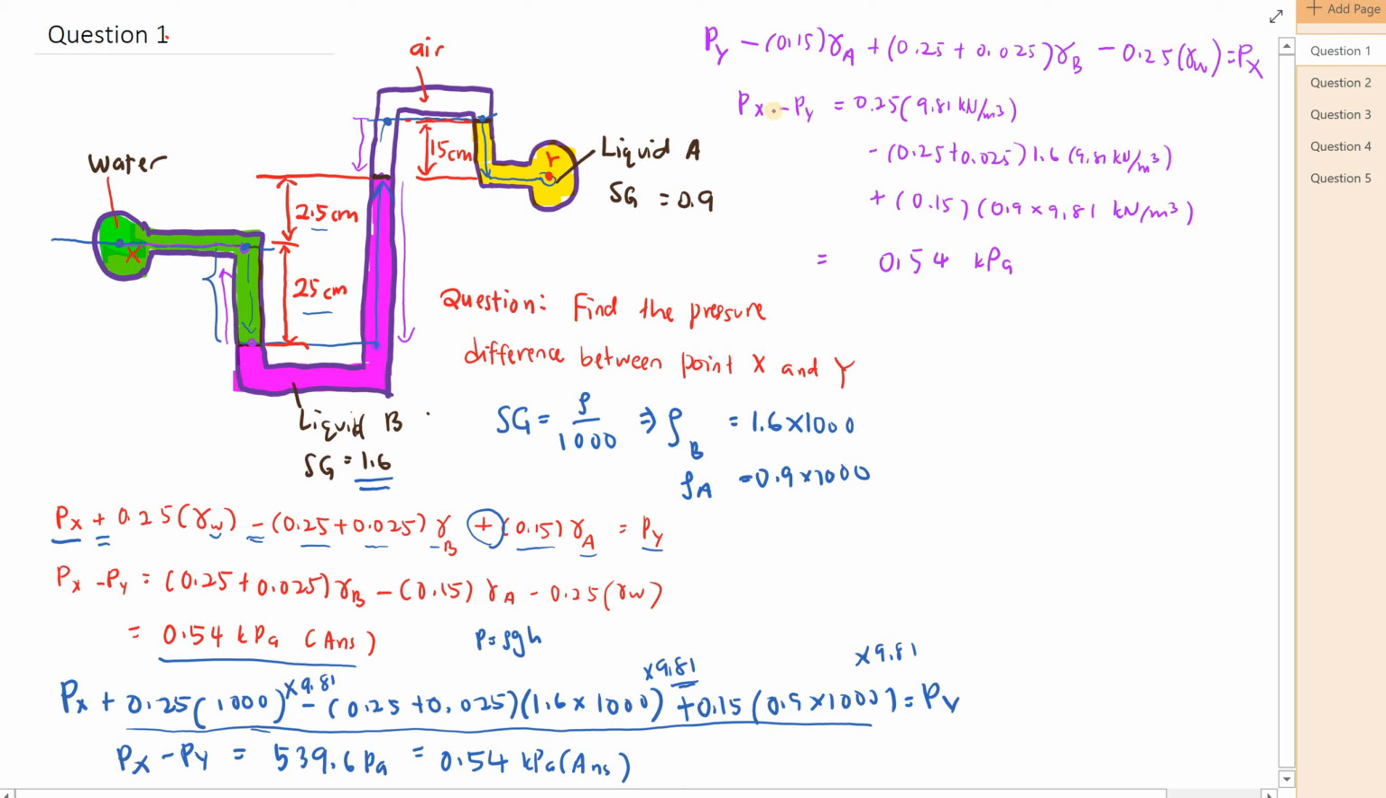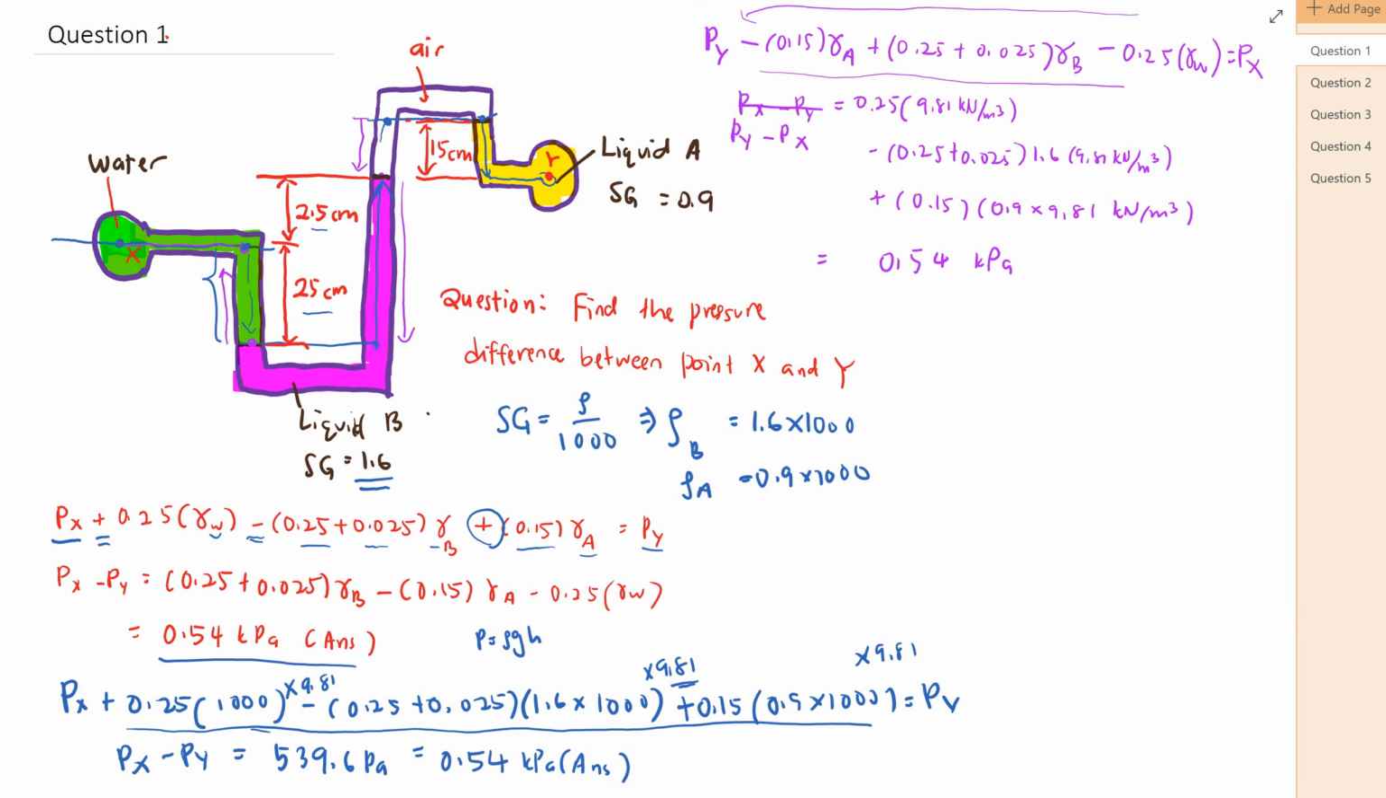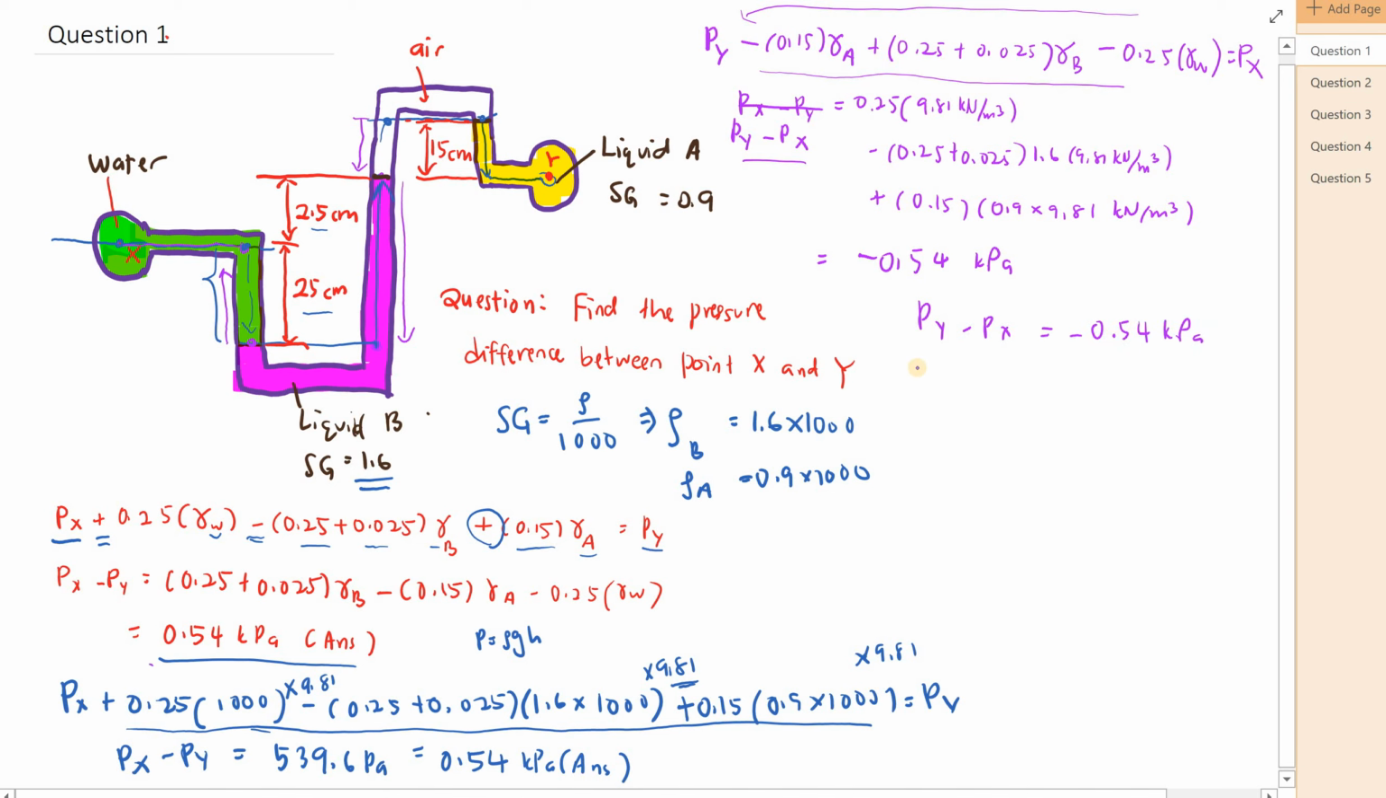I think we did a careless mistake here. This one should be Py minus Px, because Px is moved to your left hand side and the other part is moved to the right hand side. So it gives you the same value, but the only difference is that now you are talking about Py minus Px equal to negative 0.54 kilopascal. For the earlier one, you are using Px minus Py equal to 0.54 kilopascal. It's just a matter of the direction.